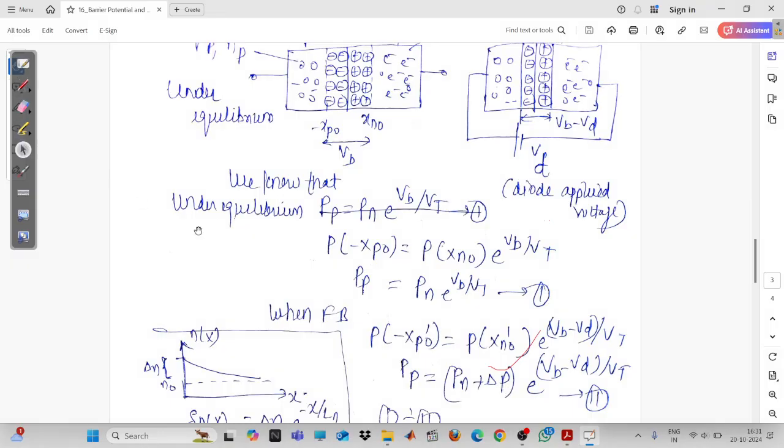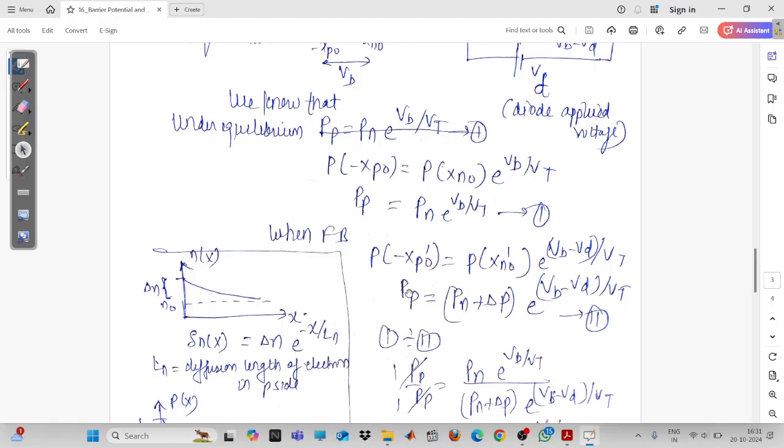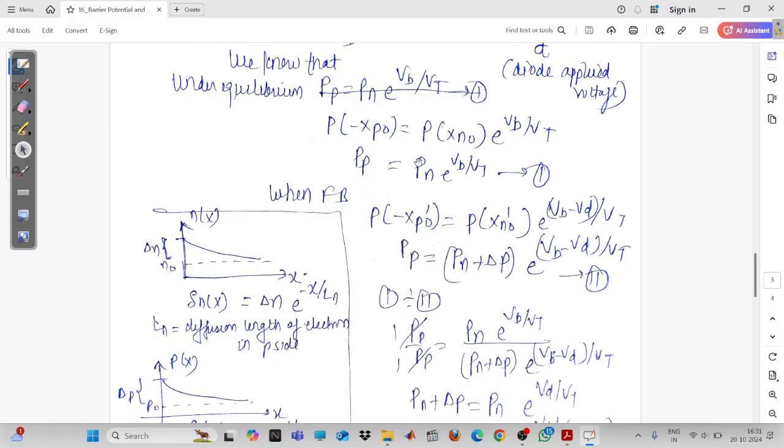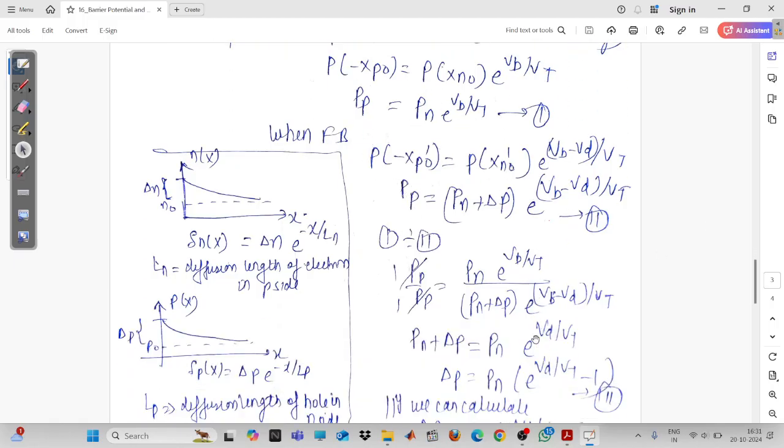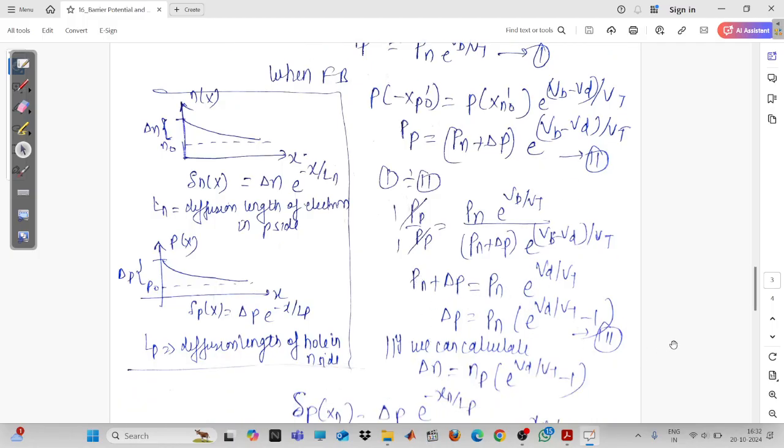Fine, so now you just divide these two equations. When you divide these two equations, what is going to happen? LHS and LHS will get divided, RHS and RHS will get divided, so you will come across this Pn plus delta P, so you will be having delta P, this equation. Just have to note this equation. Now we have talked about the holes in the p-type semiconductor. Now similarly you can write for the electrons in the n-type semiconductor.